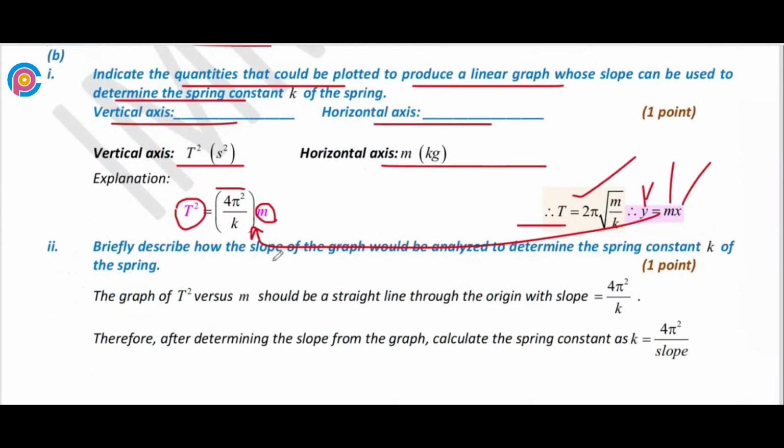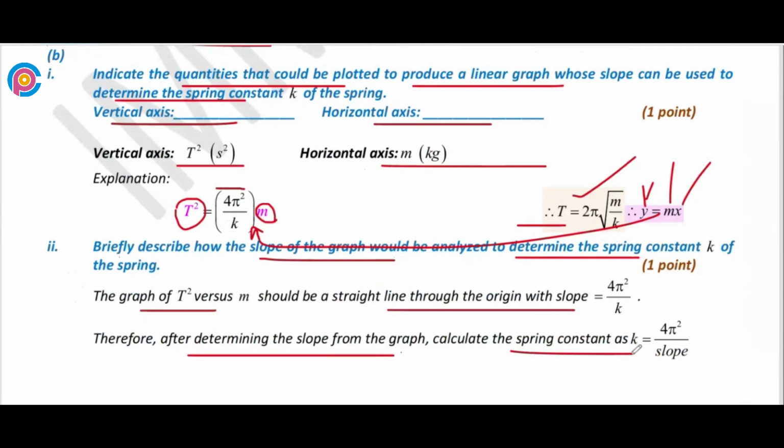Okay. Describe briefly how the slope of the graph would be analyzed to determine the spring constant of the spring. The graph of T squared versus m should be a straight line through the origin with a slope of 4 pi squared over k, as we highlighted previously. Therefore, after determining the slope of the graph, we calculate the spring constant by moving k across, so k equals 4 pi squared divided by the slope. So 4 pi squared divided by the slope gives the answer for the spring constant.